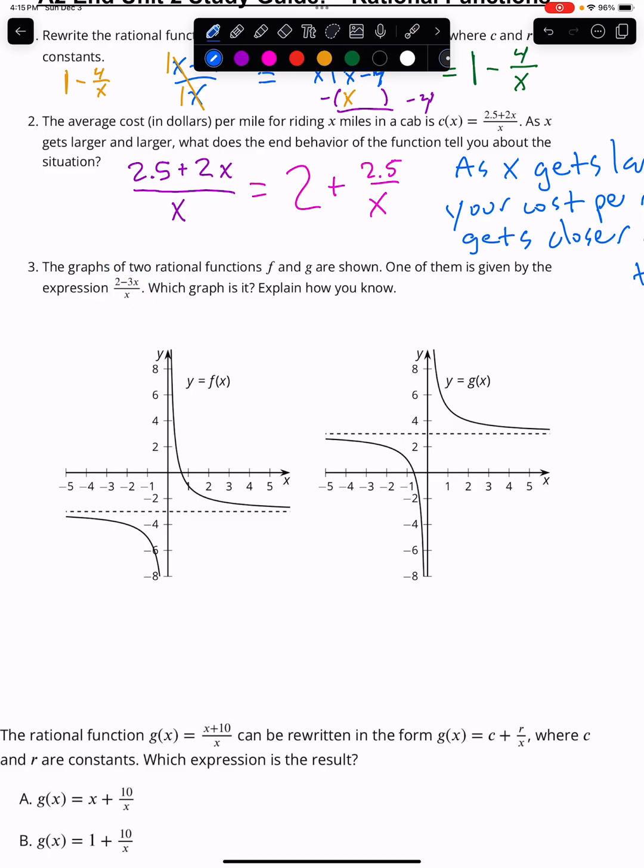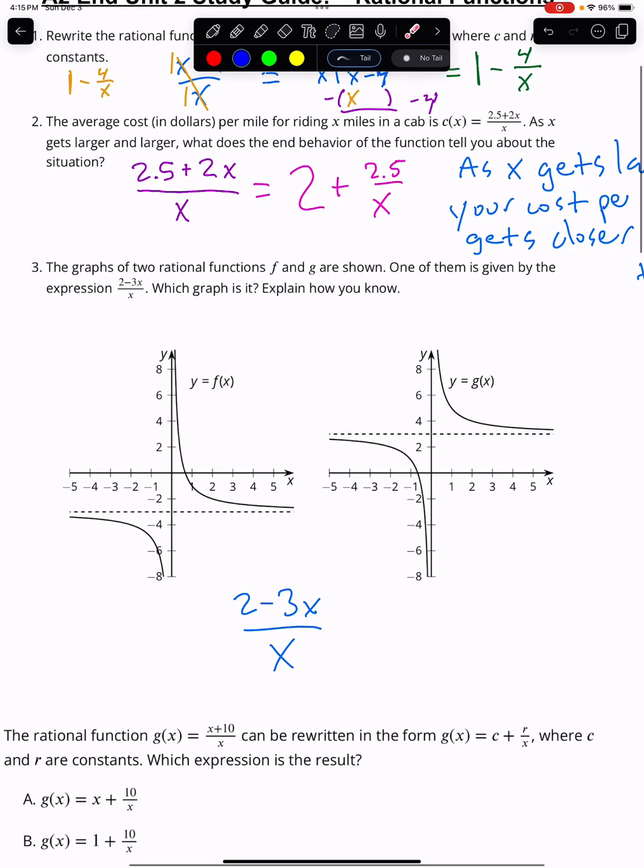Let's write that down over here. 2 minus 3x divided by x. Okay. First off, let me mention something real quick. It's not going to help us particularly with this one, but notice right here, if we make x 0, we can't divide by 0.